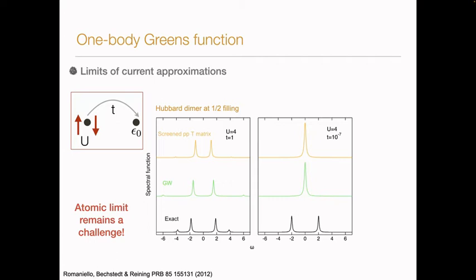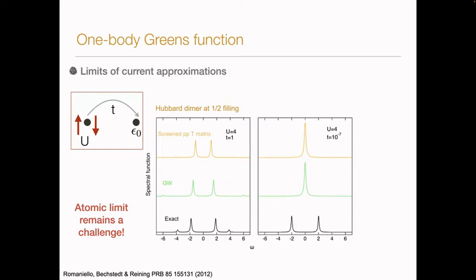On the left-hand side, U equal 4, T equal 1 is a moderately correlated system. You have the exact solution: two quasi-particle peaks and two satellites. GW doesn't describe the satellites so well, and the quasi-particle band gap is slightly smaller than the exact one. Then the screened particle-particle ladder matrix is another more advanced approximation, which anyway, you see, the band gap is a little bit underestimated.